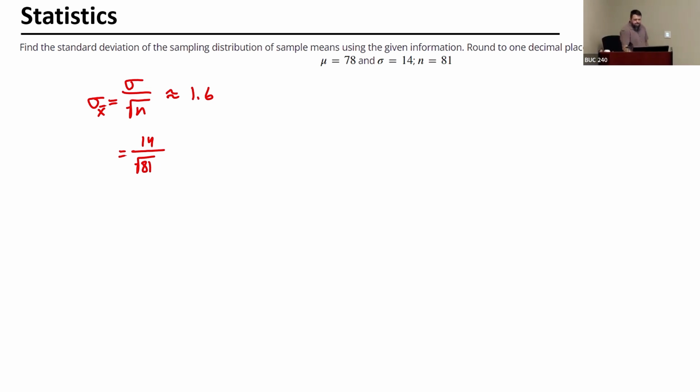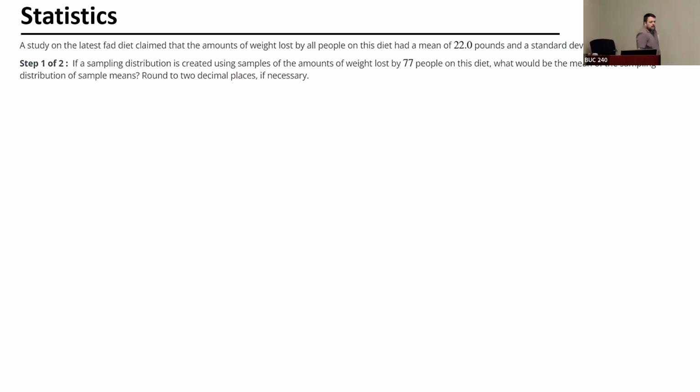Do 2 more and then we'll be done. A study on the latest fad diet claimed that the amount of weight loss by all the people, hence that word, all. They're telling you right now, and this might be a little hint for your final. They're giving you all. They're saying, I'm going to give you everything, and then I'm going to change it. The weight loss by all people on this diet had a mean of 22 pounds and a standard deviation of 5.4.